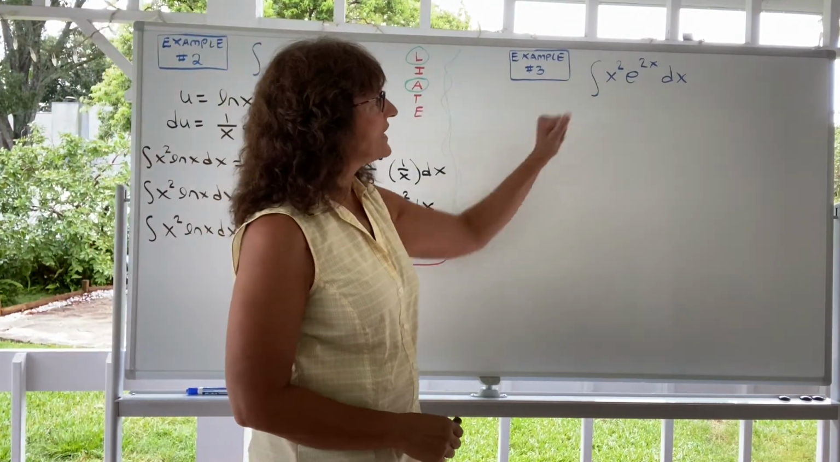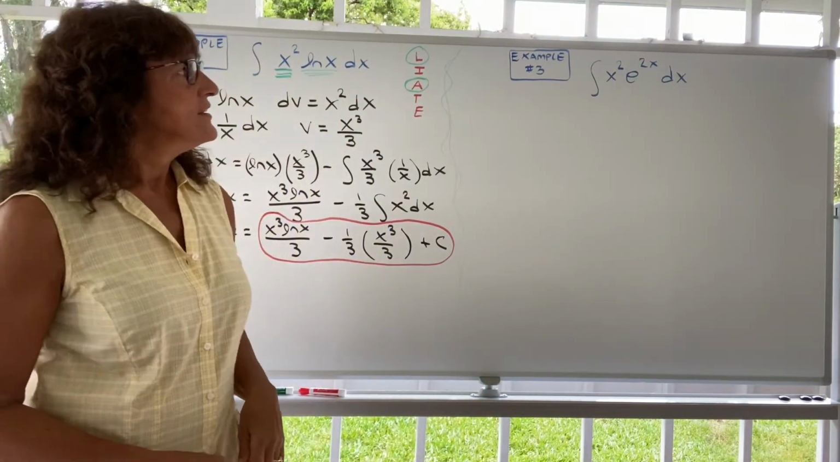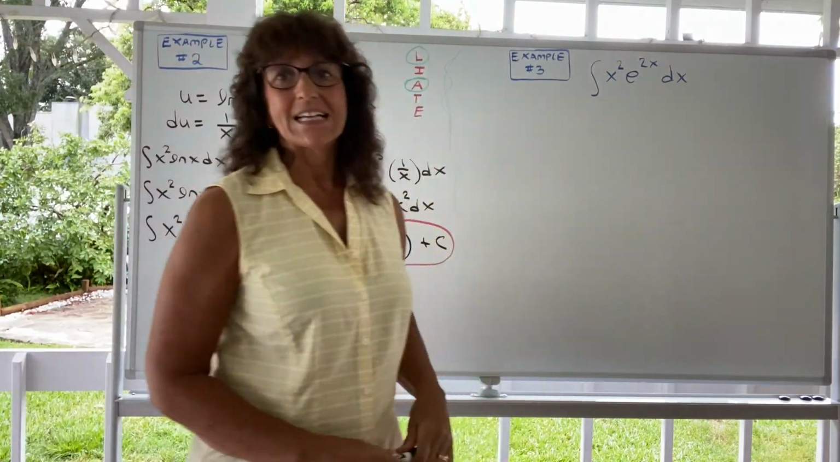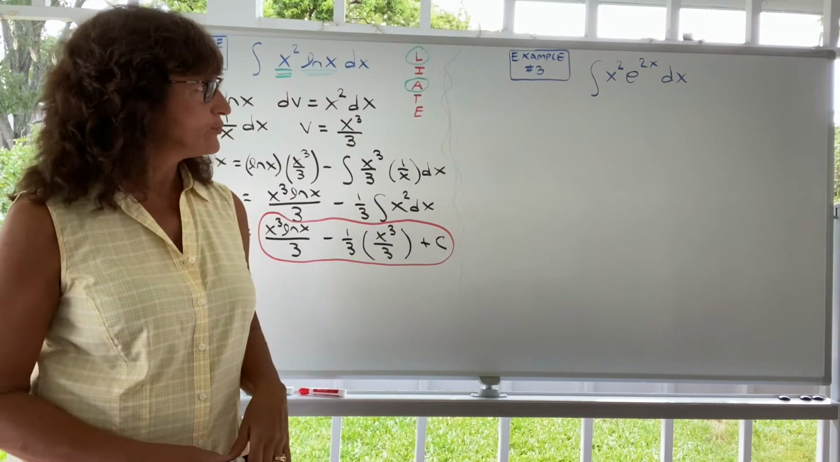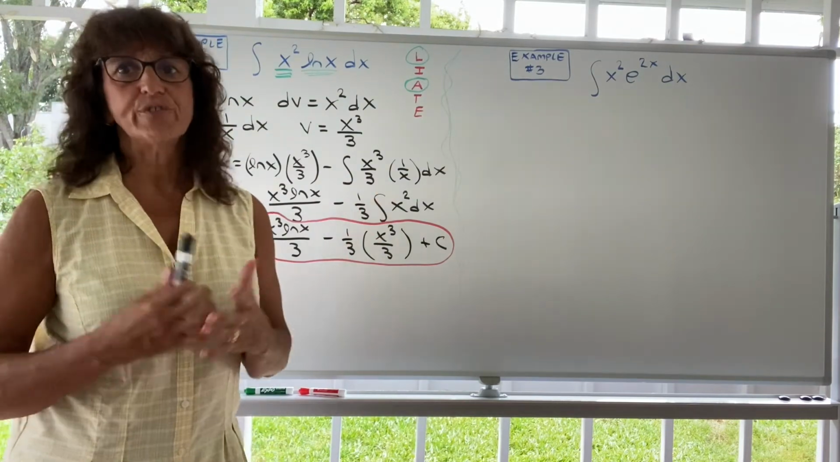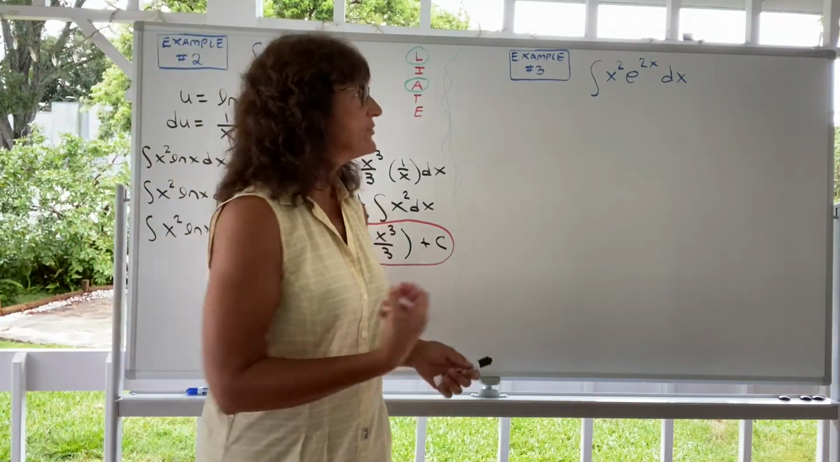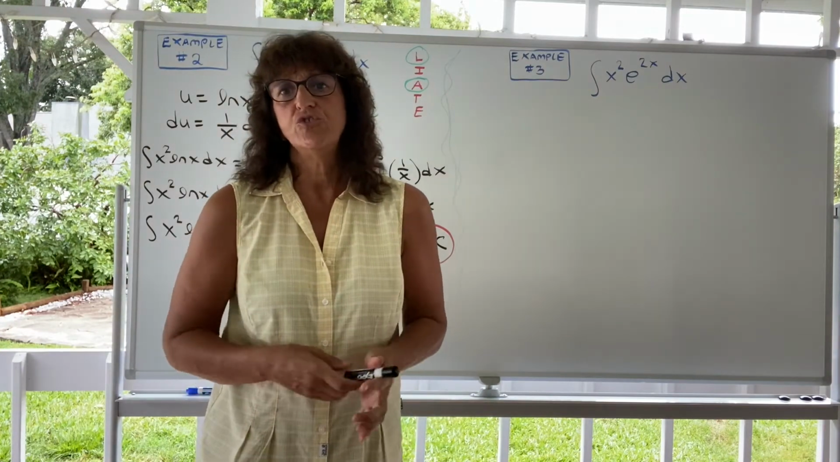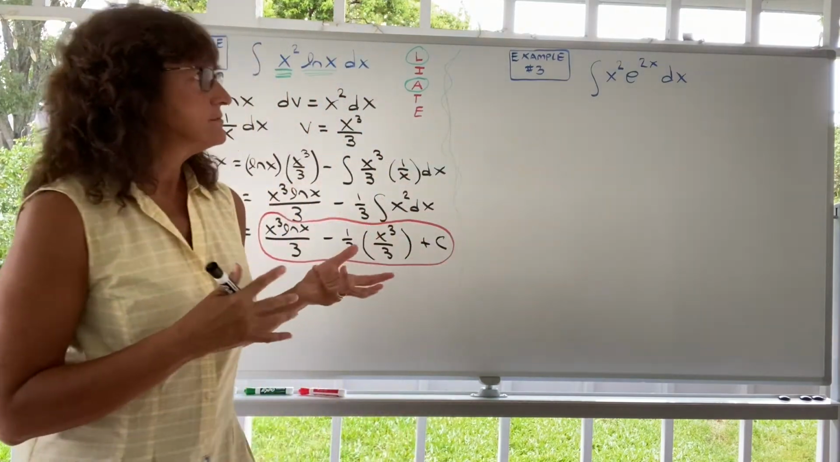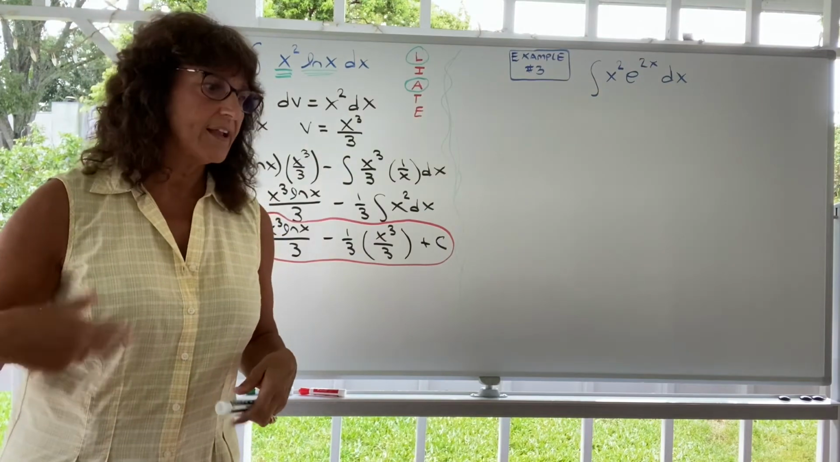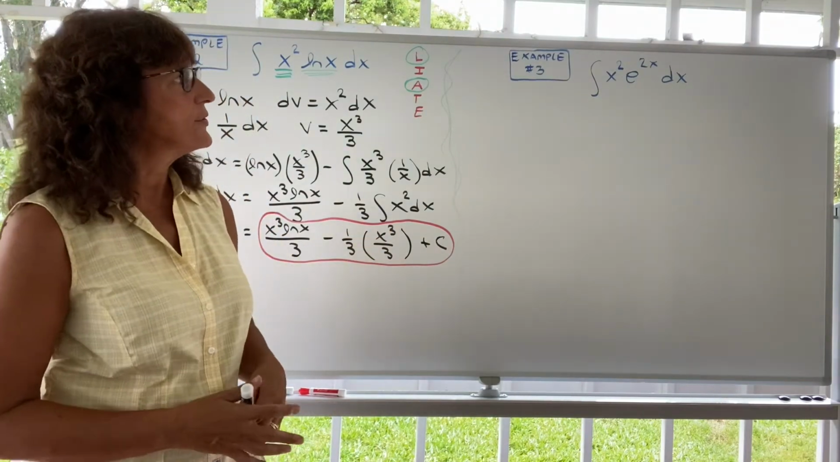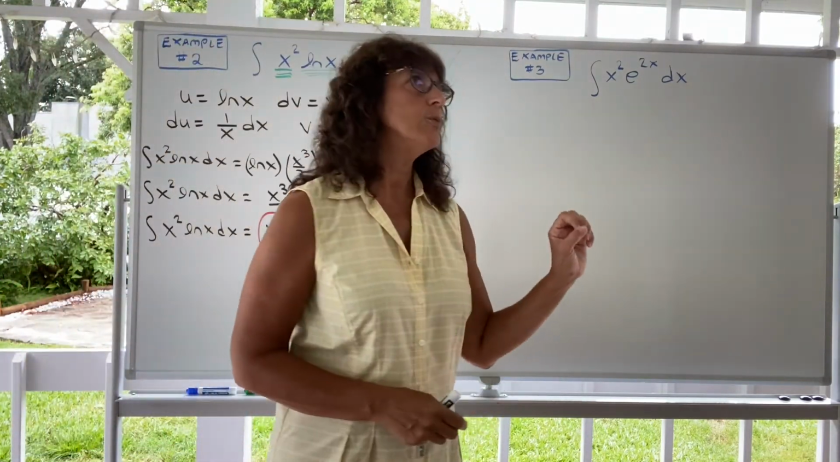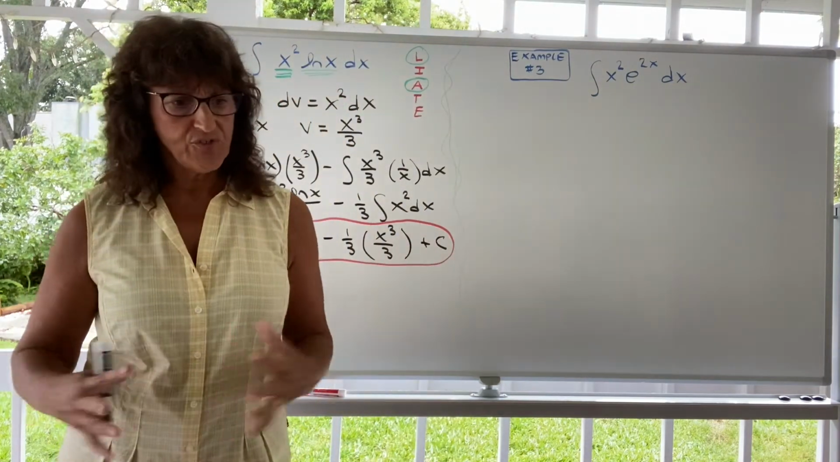So we want to integrate x squared times e to the 2x dx. First consideration: are there any techniques from Calculus 1, like substitution, that may work here? No, they're not going to work, and you can fiddle around with that on your own. So the Calc 1 techniques won't work. So Calc 2 techniques.